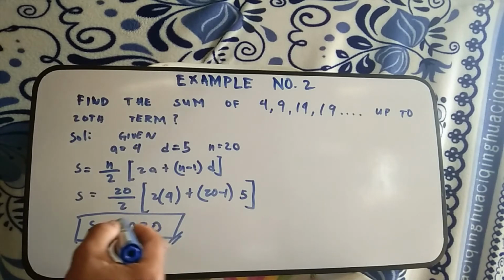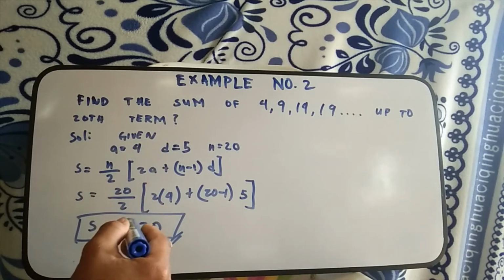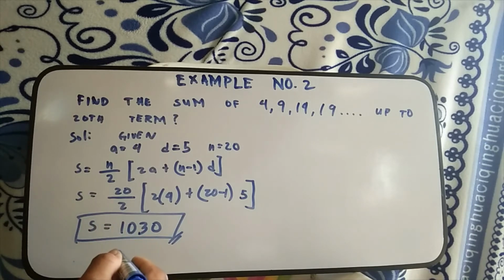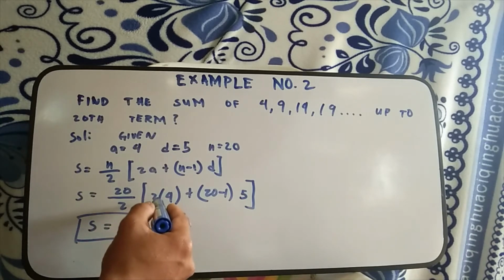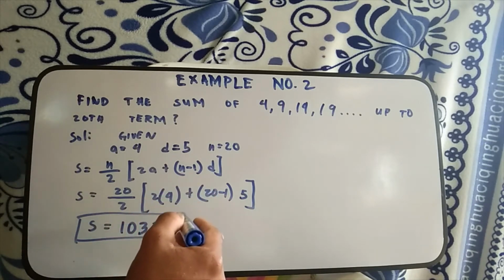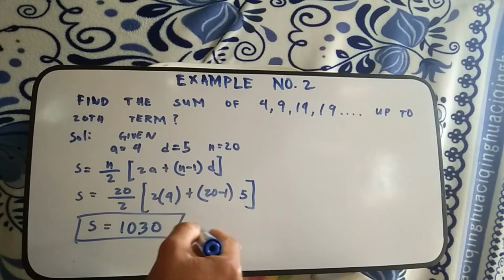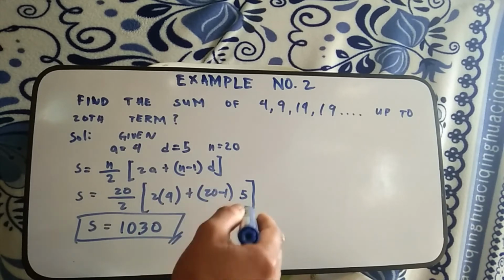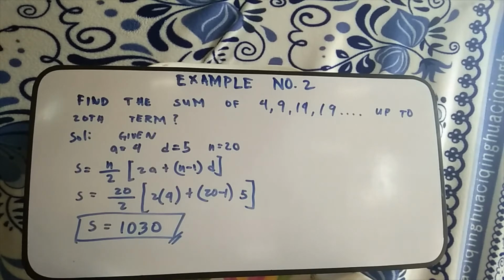Substitute. 20 all over by 2 times 2 times 4 plus 20 less 1 times 5. To calculate that, simply S is equal to 1,030.